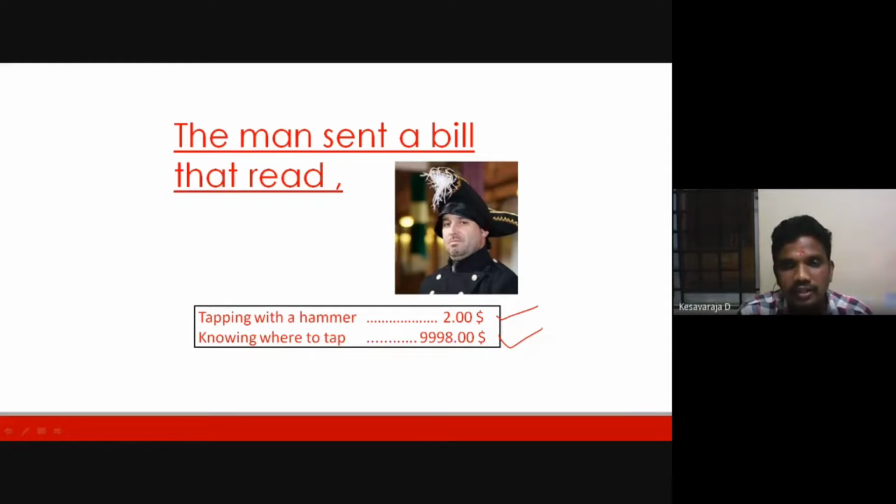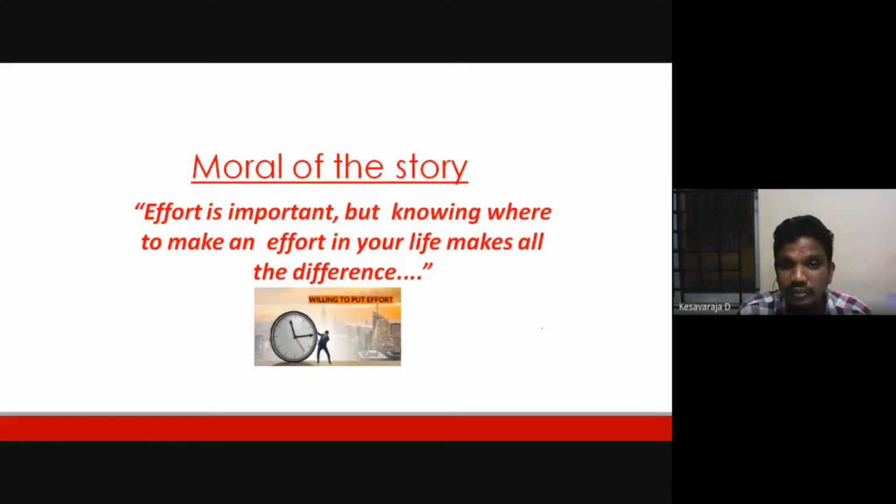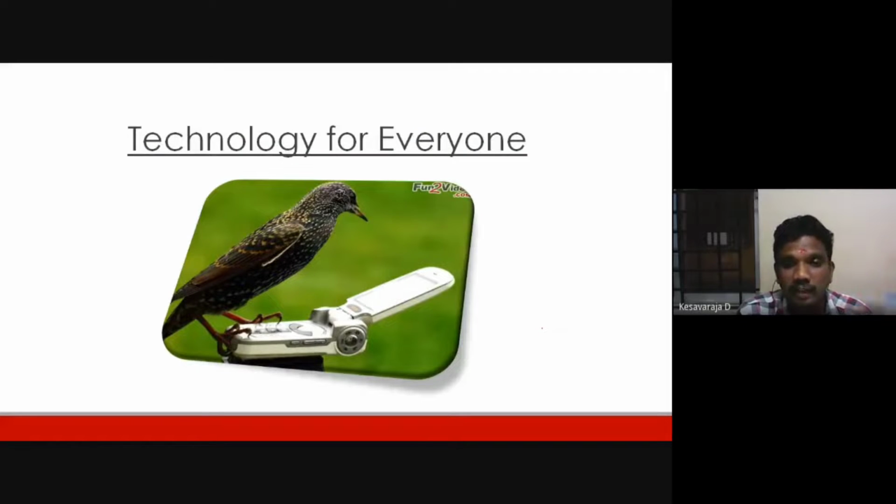IFET College of Engineering, Villupuram, is organizing such an excellent FDP on augmented reality. So where to put your effort? Utilize that opportunity for 14 days to learn about augmented reality and the research domain. Effort is important, but knowing where to put your effort is very, very important. Technology is for everyone, even a bat can operate a mobile phone. Dear friends, you can learn augmented reality technology with object recognition and tracking for your future research work.